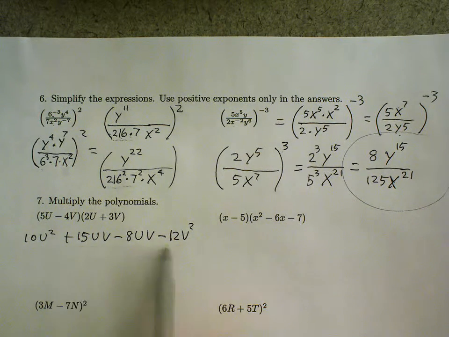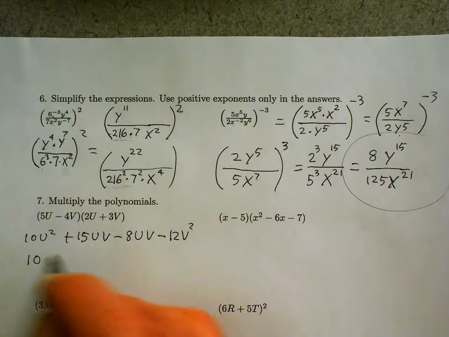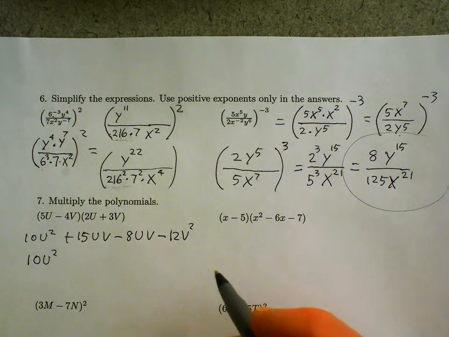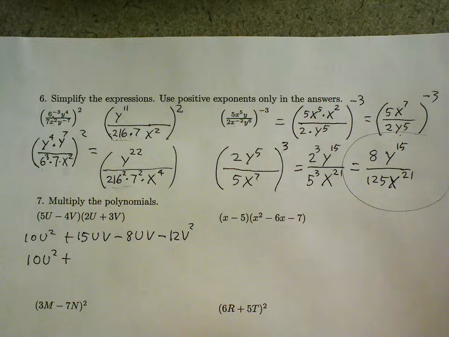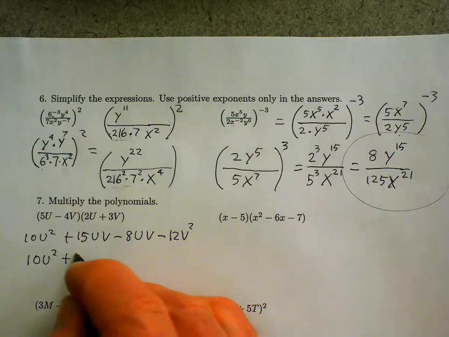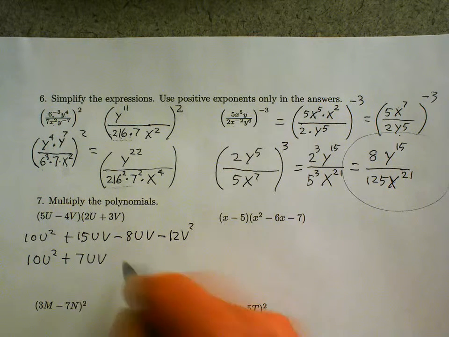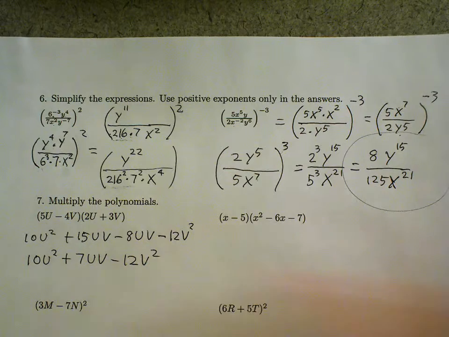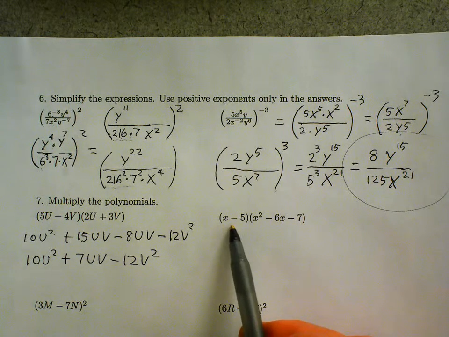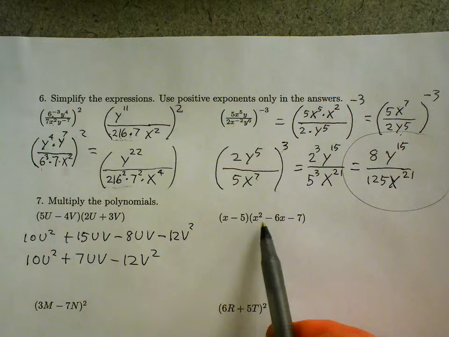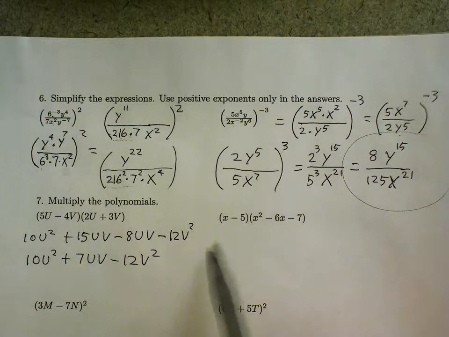The two middle terms are like terms, so we simplify those. So we get a total of 10u to the 2nd plus 7uv minus 12v to the 2nd. Okay, and the next problem, here we're multiplying a binomial and a trinomial.